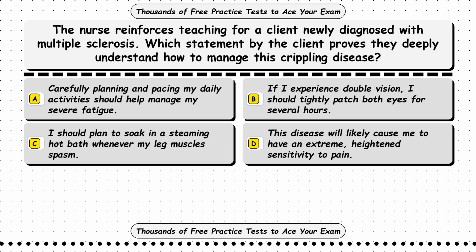Question 131. The nurse reinforces teaching for a client newly diagnosed with multiple sclerosis. Which statement by the client proves they deeply understand how to manage this crippling disease? Option A, carefully planning and pacing my daily activities should help manage my severe fatigue. Option B, if I experience double vision, I should tightly patch both eyes for several hours. Option C, I should plan to soak in a steaming hot bath whenever my leg muscles spasm. Option D, this disease will likely cause me to have an extreme, heightened sensitivity to pain.